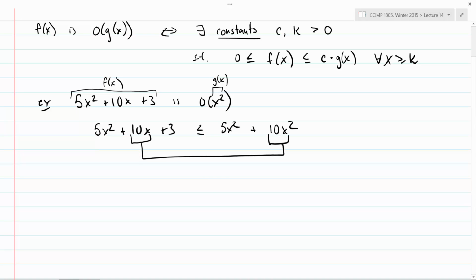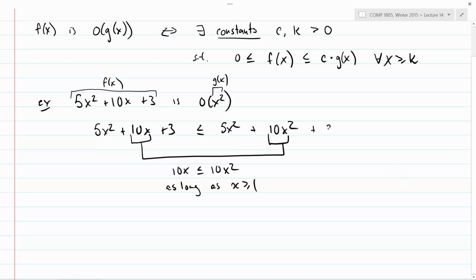And the reason for that is that 10x is less than or equal to 10x squared as long as x is at least 1. Right? Because if x is smaller than 1, well, when I multiply something by something smaller than 1, I get a smaller number. If you multiply something by half, you get a number that's smaller than the original number. All right, so that's one step.